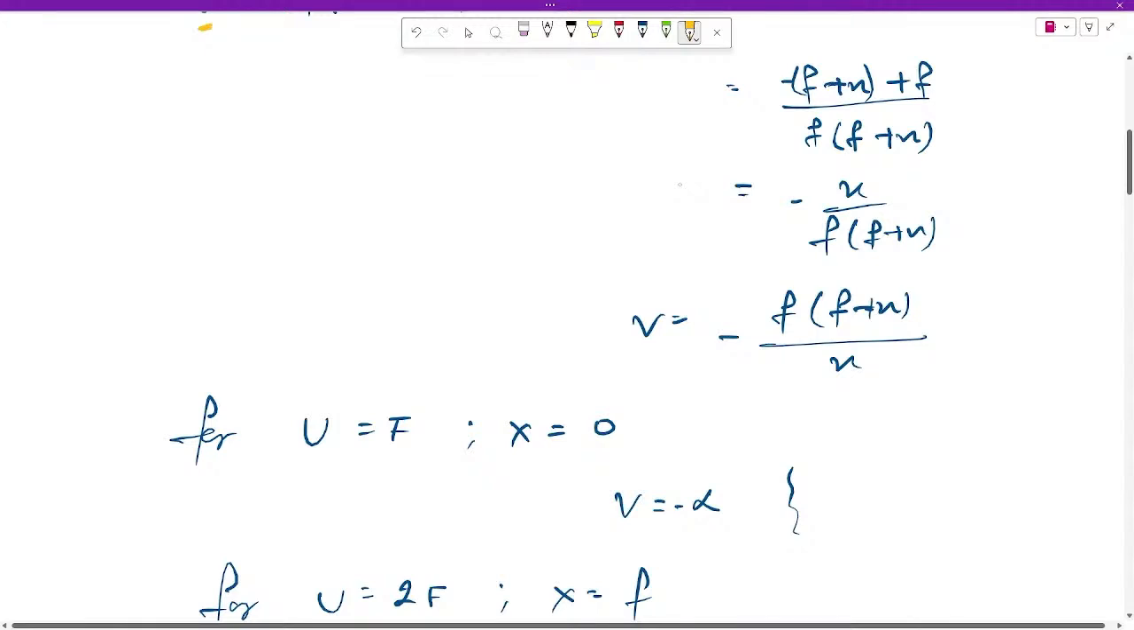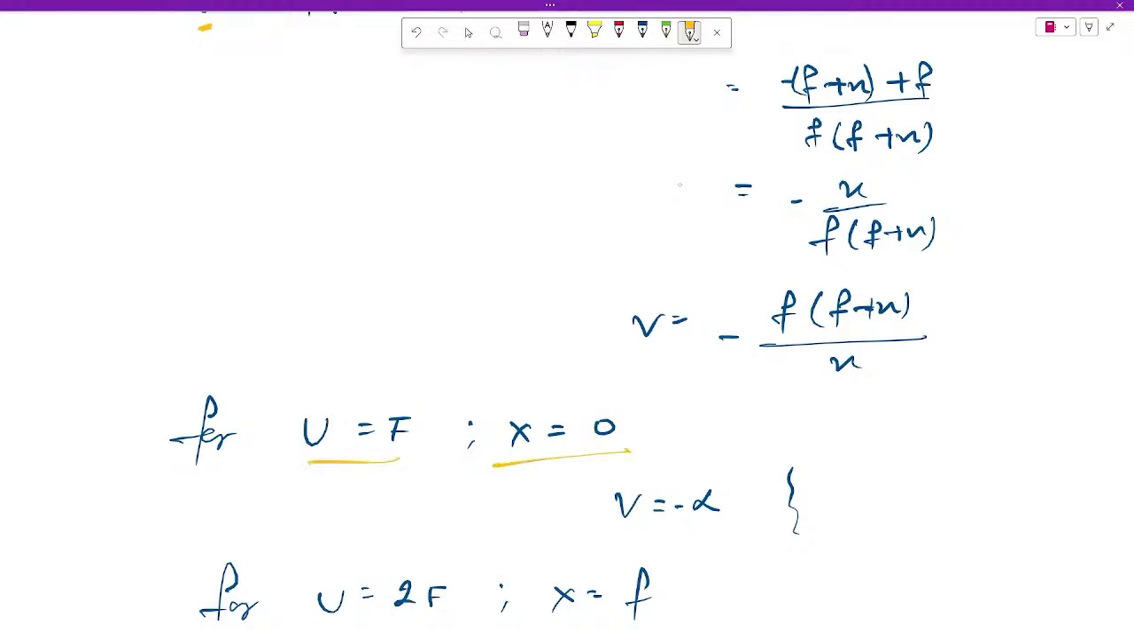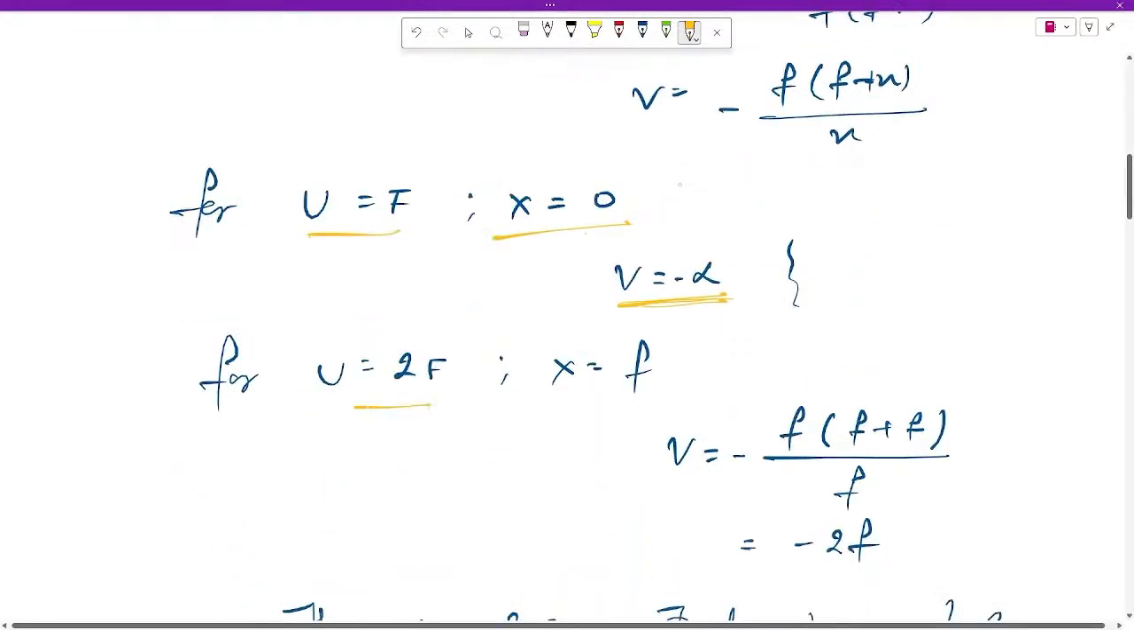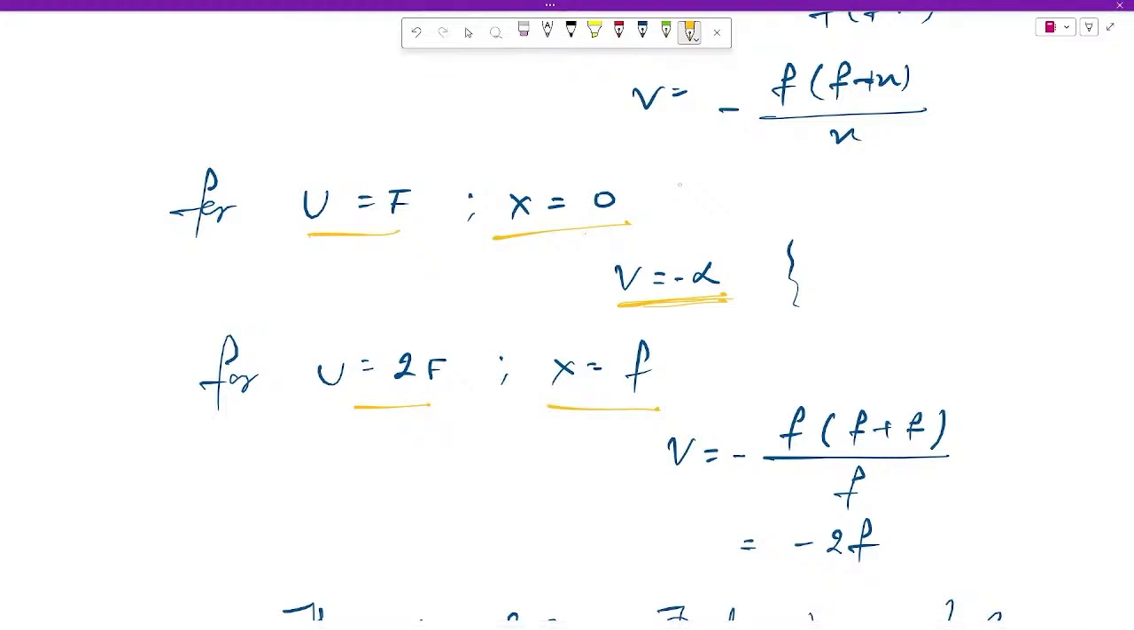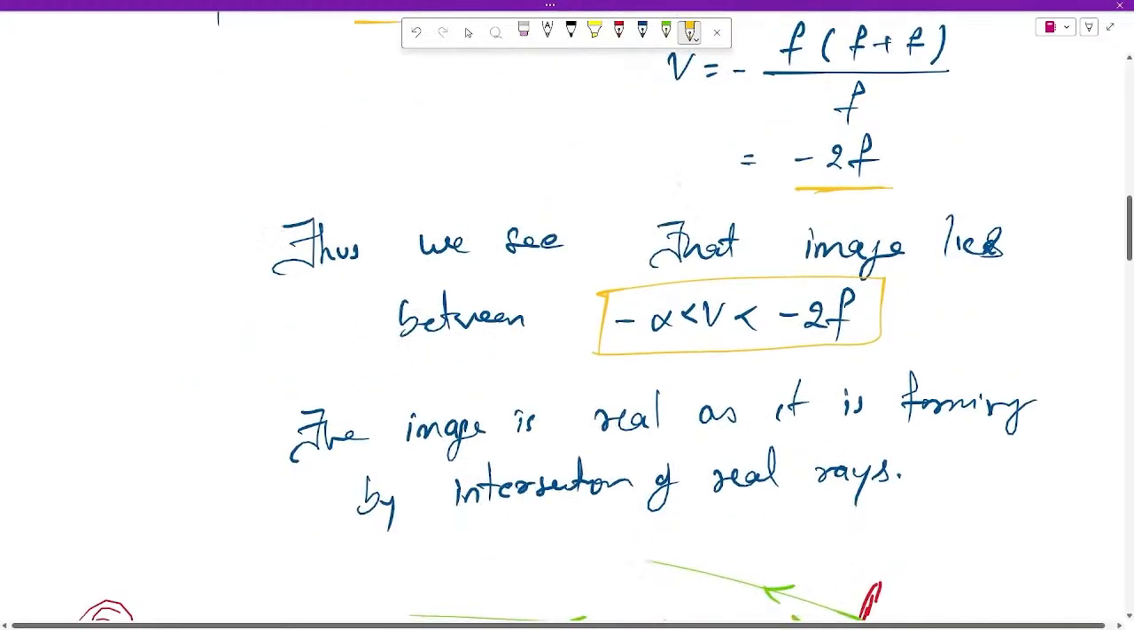Now in the question, it was an object placed between f and 2f. When the object is at f, x would be equal to 0. So using x equal to 0 in this expression, we get a value of minus infinity, that is, v tends to minus infinity. And when the object is at 2f, x will be equal to f. Using the value of f in place of x, we get a value of minus 2f. So in this expression, we see that the image lies between minus infinity and minus 2f.